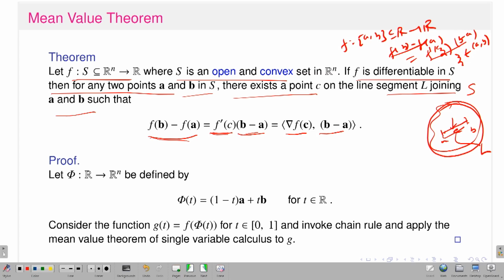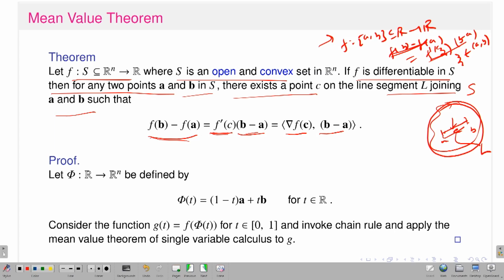And now you can see the similarity with functions from R to R. If I have a function from the closed interval [a, b], a subset of R, to R, you know that f(b) minus f(a) is nothing but the derivative of f at the point c times b minus a, where c is a point in the open interval (a, b). The same notion I am having, starting with the function f from S, a subset of Rn, into R.